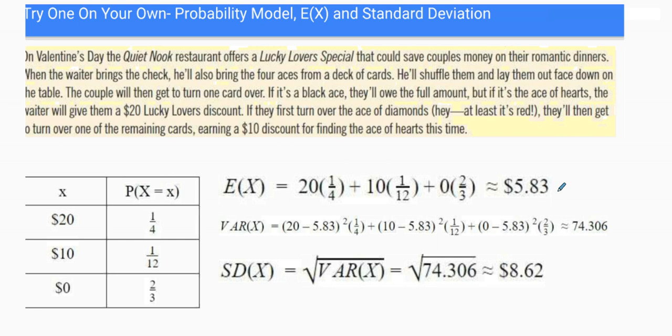$8.62. So for this discrete variable, X would represent the amount of the discount. The mean would be $5.83. The standard deviation would be $8.62. So that's how you find the spread of a discrete variable.